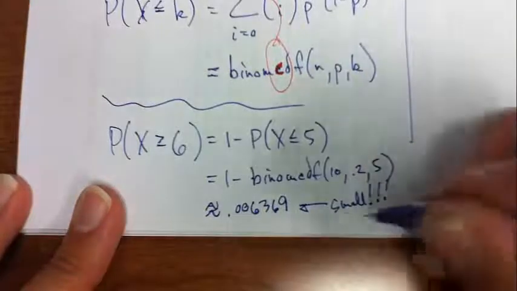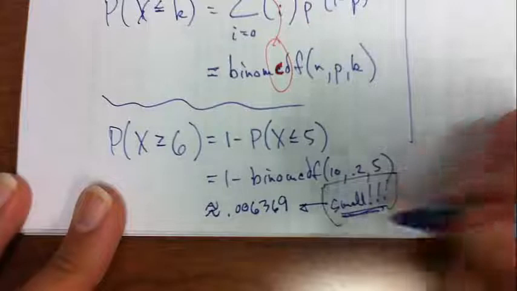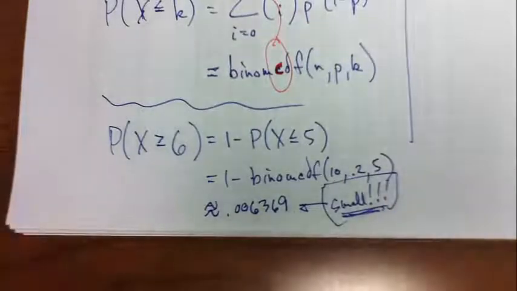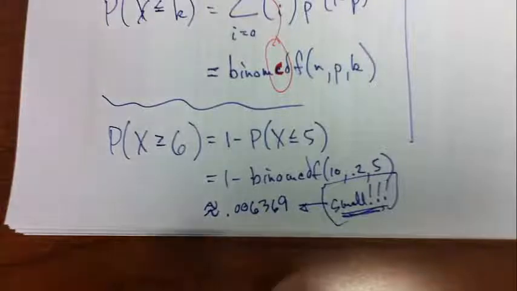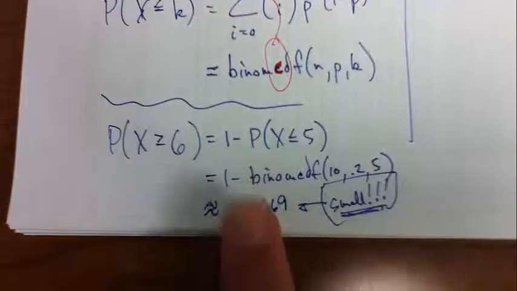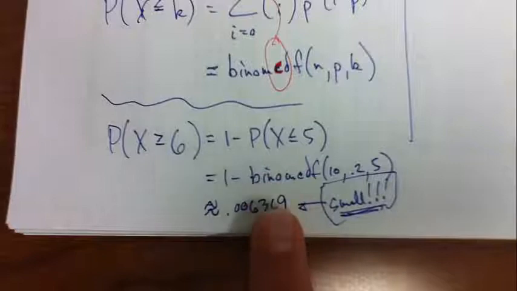It means that if you don't study and you guess blindly at a 10-question multiple choice quiz with 5 possible answer choices per question, your chance of passing is extremely small. It's less than 1%. So study.